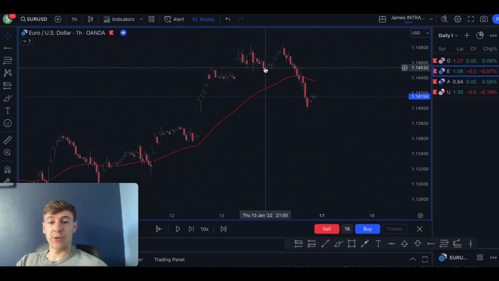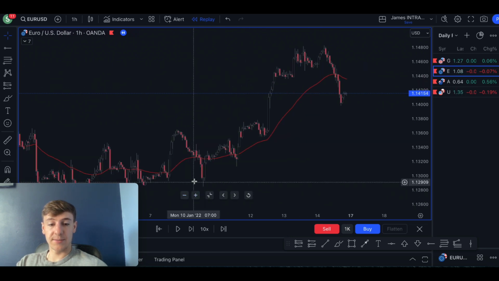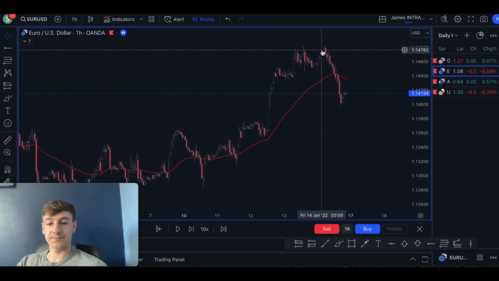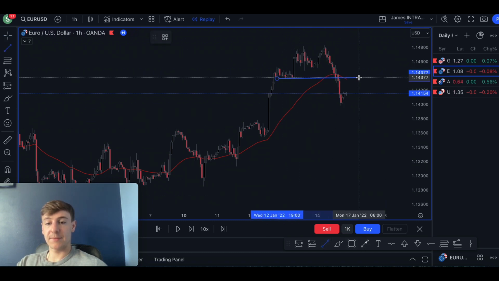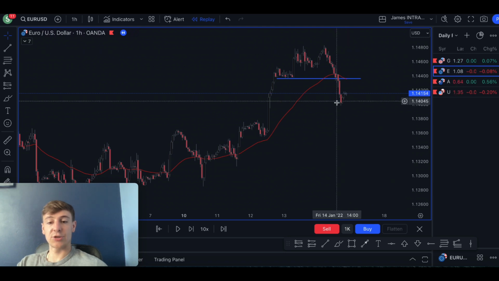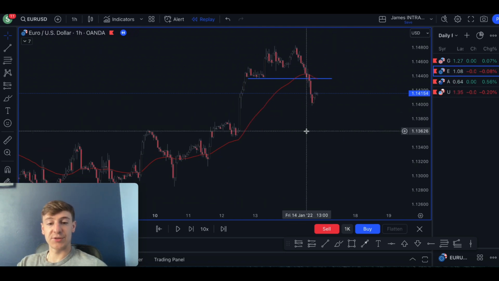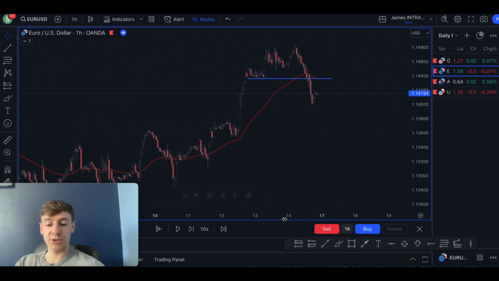And as you can see, we've broken out. We've been in an upward trend, higher highs, higher lows. We've broken out from these areas. So now the trend has changed on this lower time frame, which gives us confirmation that the next day is going to be bearish.